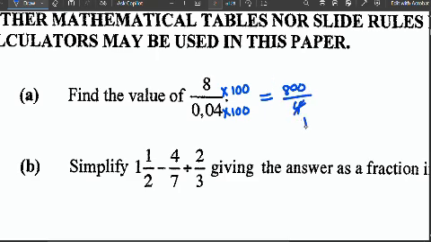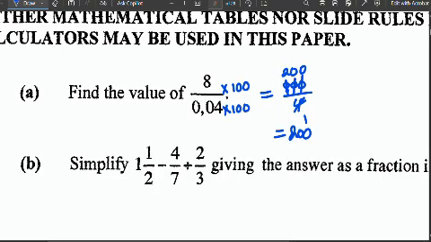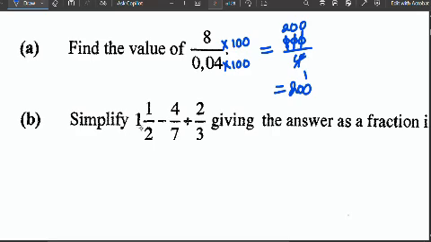So now 4 into 4, 1. 4 into 8, that's 2, into 0, 0 into 0, 0. So your answer will be 200, right? Then the next part, it's simplify 1.5 minus 4 over 7 divided by 2 over 3, giving your answer as a fraction in its simplest form.